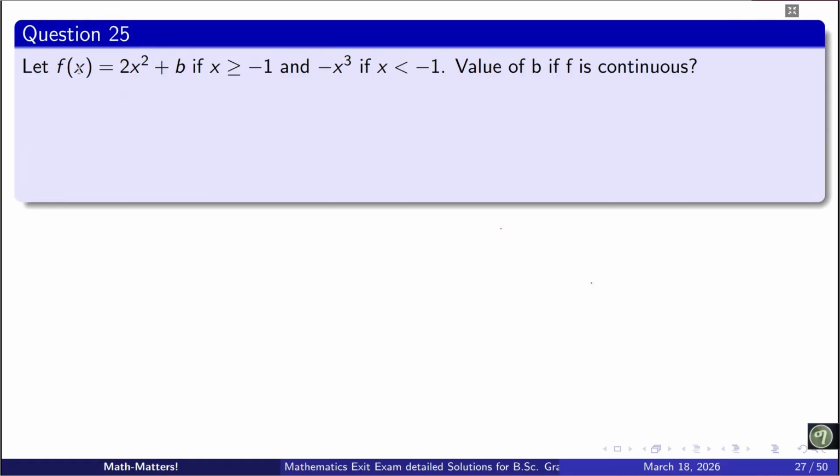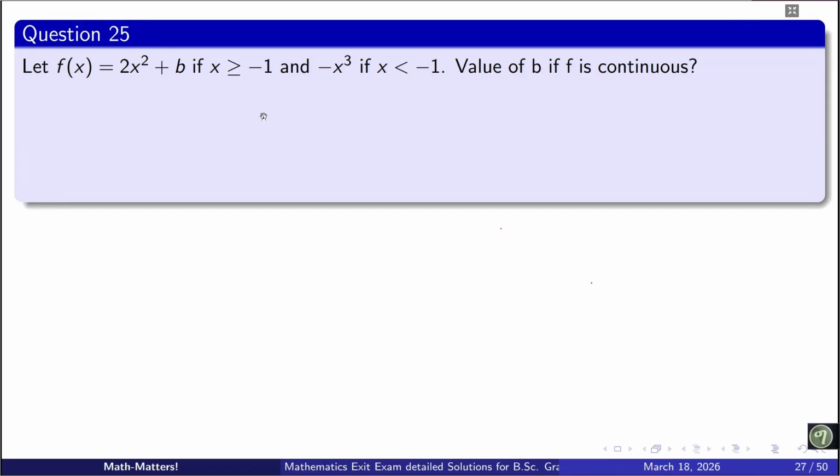Next, let f of x be equal to x squared plus b if x is greater than or equal to 1, and minus x cubed if x is less than or equal to -1, less than -1. Then find the value of b if f is continuous. F of x is 2x squared plus b if x is greater than or equal to -1, and minus x cubed whenever x is less than -1.